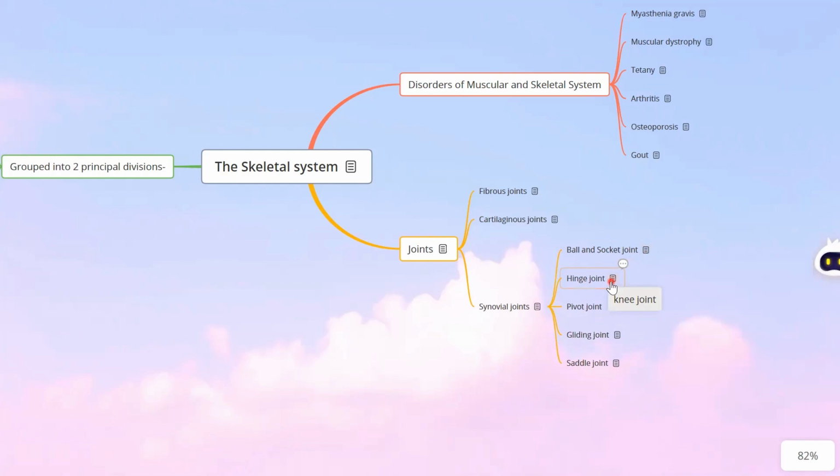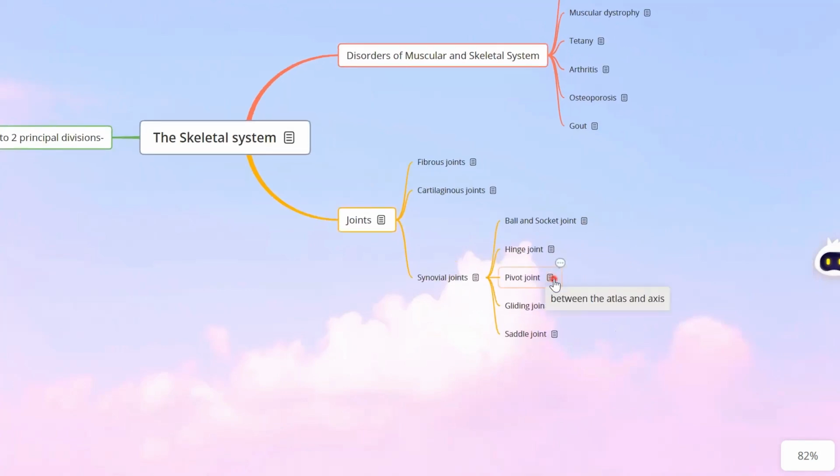Hinge joint is the knee joint, and the pivot joint is between the atlas and the axis, and the gliding joint is between the carpals, and the saddle joint is between the carpals and the metacarpals of the thumb. So this is what comes under the joints.